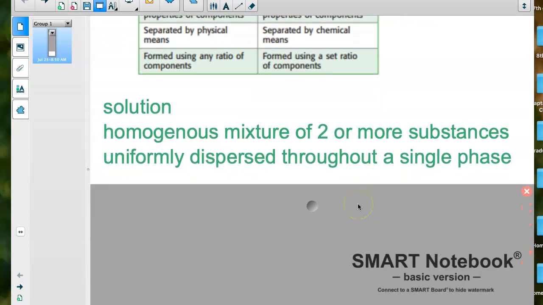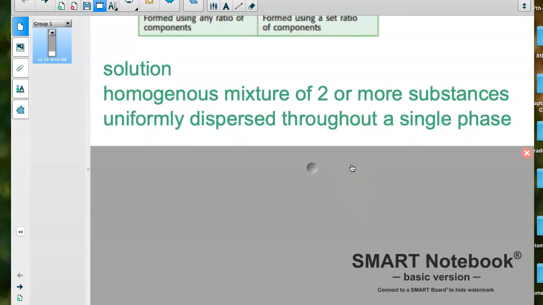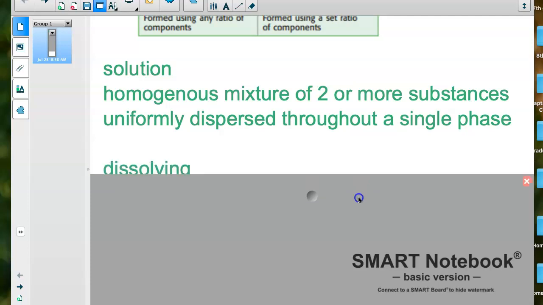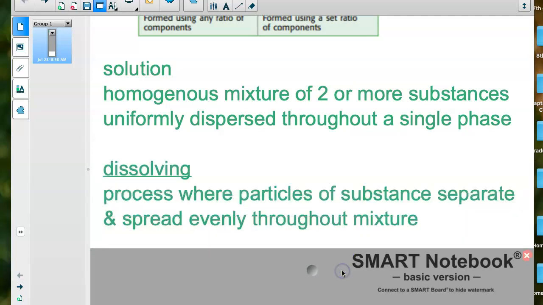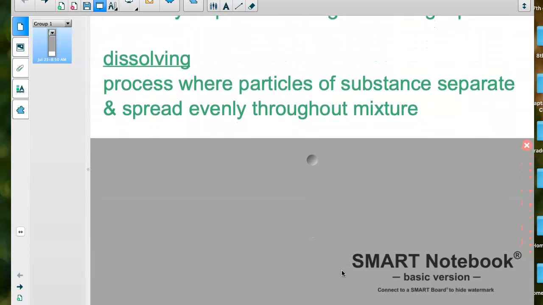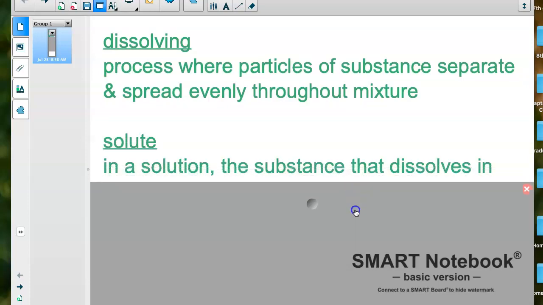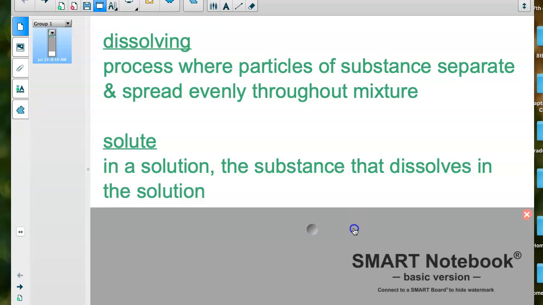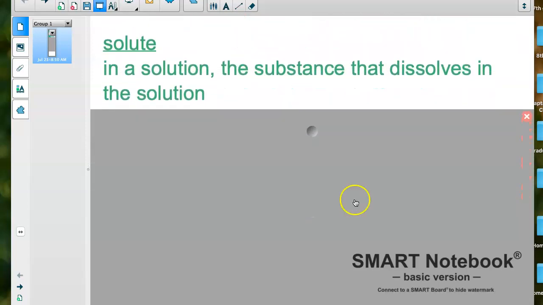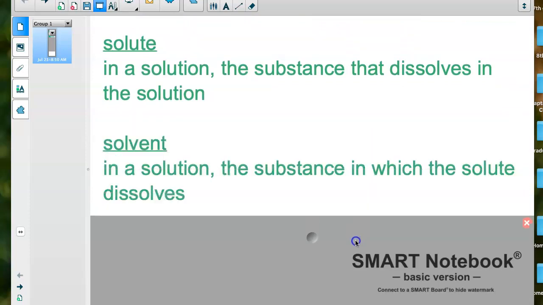So we also have what are called solutions. These are homogeneous mixtures of two or more substances that are uniformly dispersed throughout a single phase. When we use that term homogeneous, think of homo as the same. So the mixture is very uniformly dispersed. When something dissolves, we use that term all the time, right? The particles of a substance separate and spread evenly throughout a mixture. When we're talking about dissolving, we have what's called the solute in a solution. This is the substance that dissolves in the solution. We use that term melt a lot, or dissolve. And the solvent is the substance that we put that solute in to dissolve it.